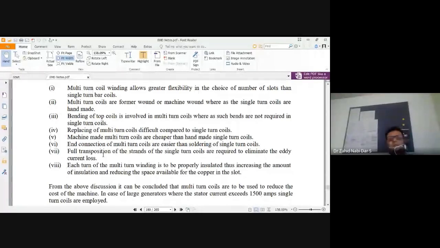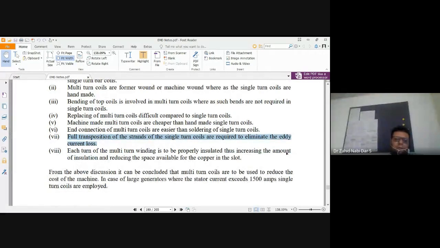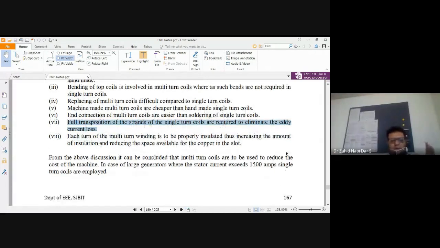Now there is one phenomenon, one word over here: transposition. Transposition means one layer over the other layer, and because this is a three-phase synchronous machine, you will have one wire for R phase, another wire for B phase, and another wire for yellow phase. So that is your full transposition of the strands of a single coil, required to eliminate the eddy current loss. Whereas the multi-turn winding has to be properly insulated, thus increasing the amount of insulation and reducing the space available for copper in the slots. So this was a little bit about these slot windings.